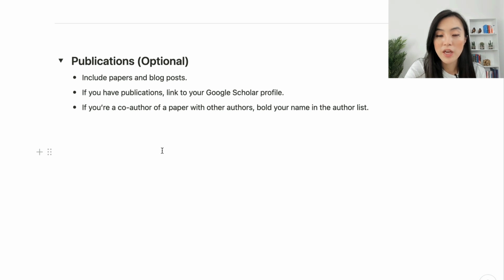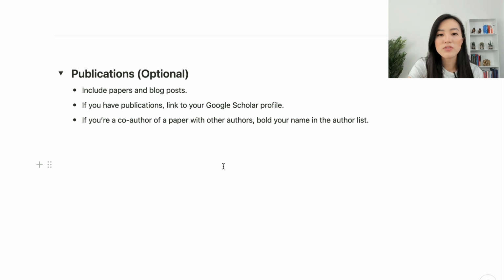If you do have publications, a link to your Google Scholar profile will be very helpful. If you are co-author of a paper with other authors, it's helpful to bold your name in the author list. Okay, these are the optional sections you can consider adding to your resume. And remember that you should only add an optional section when you have extra space after all those required sections.